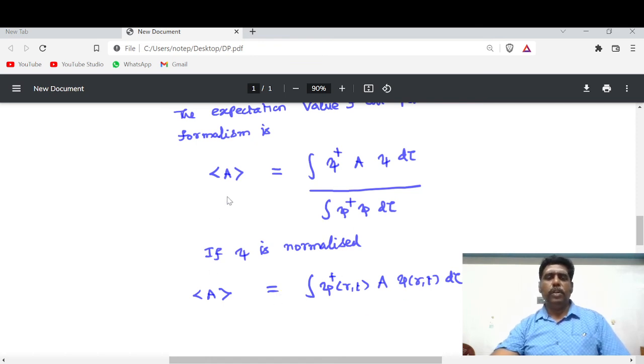Suppose you want to find the expectation value of the energy operator: expectation of E equal to integral psi dagger i h-cross dou by dou t, that is the energy operator, psi d tau, whole divided by integral psi dagger psi d tau. If the wave function is normalized, the expectation of E equal to integral psi dagger i h-cross dou by dou t psi d tau. So in this way we can express the expectation value of an operator in Dirac space. Thank you.